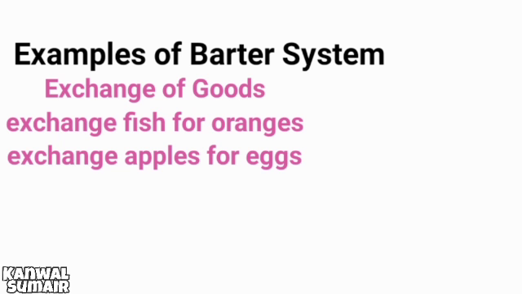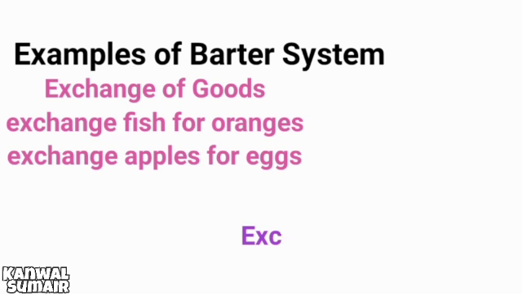Likewise, if Maria has got apples and she needs eggs, on the other hand Anila has got eggs and she needs apples, so Maria will give apples to Anila and Anila will give eggs to Maria. So like this they both will get whatever they wanted.